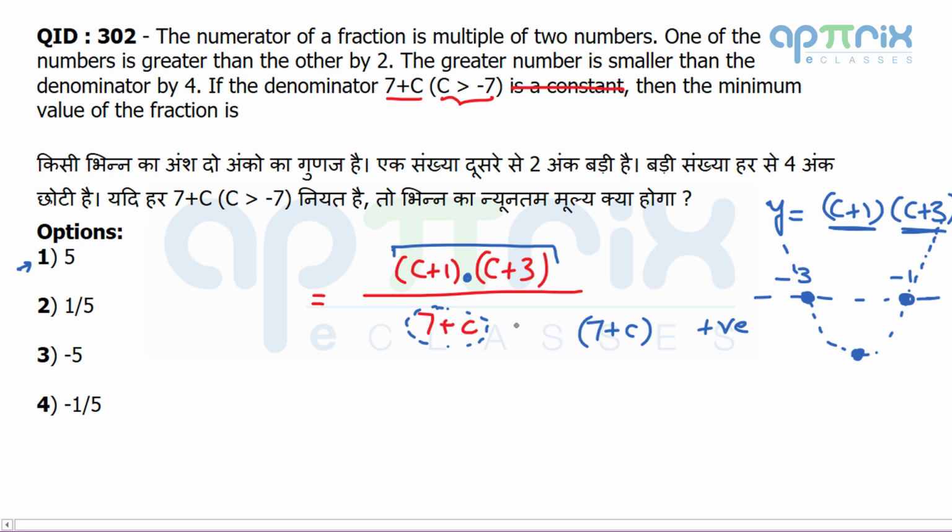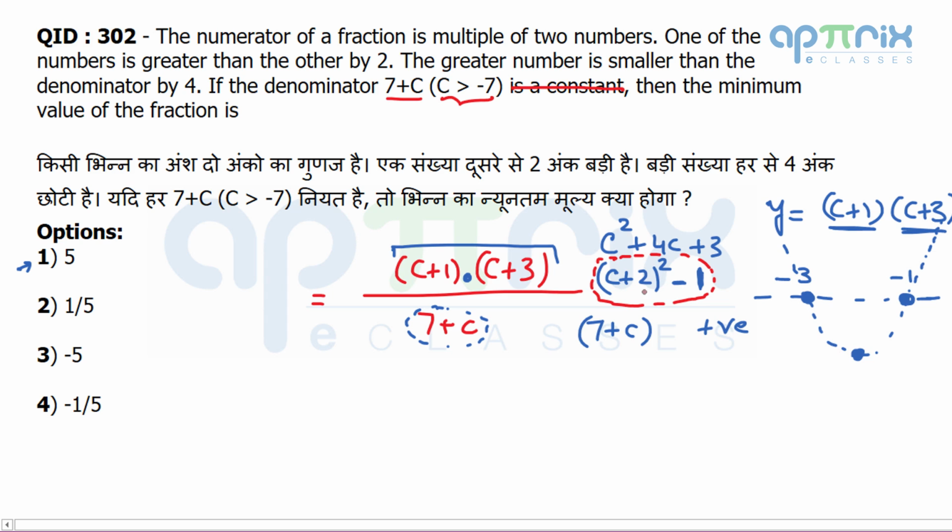You can identify this minimum value by first expanding the product: c square plus 4c plus 3. If you write this in the form c plus 2 whole square minus 1, then it clearly explains one thing very certainly, that this function will definitely take a negative value.